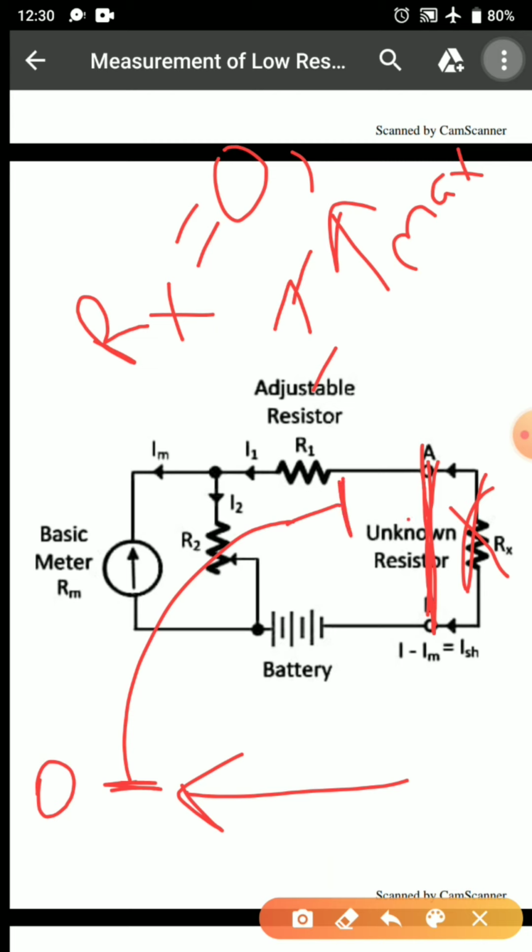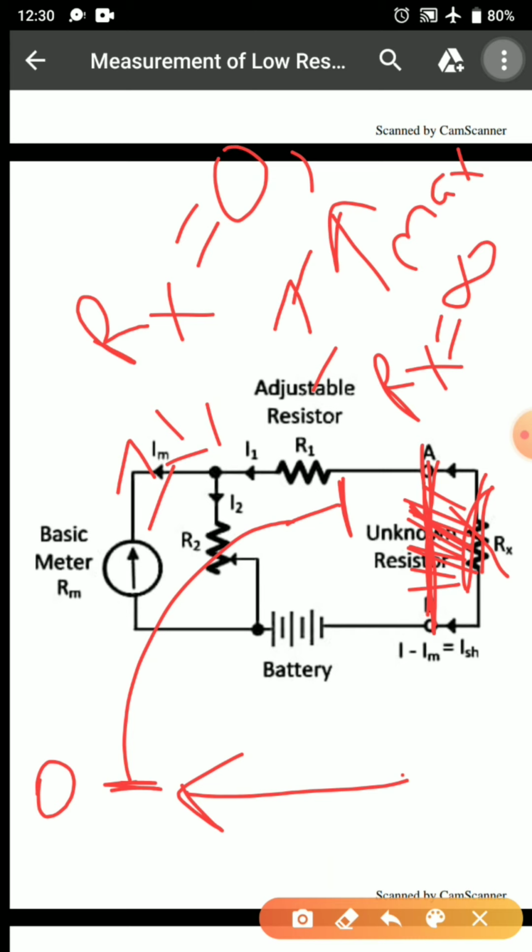Now the second condition is open circuit. I will remove this connection, so no resistance will be connected. At that condition, the resistance value will be infinity. Why infinity? Because the minimum amount of current is going to flow. The pointer will show, for example, at this position, so I get the two extremes: the value of 0 and the value of infinity.